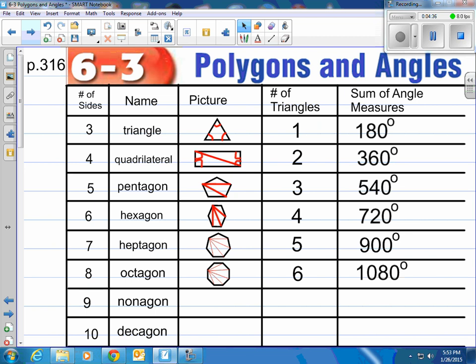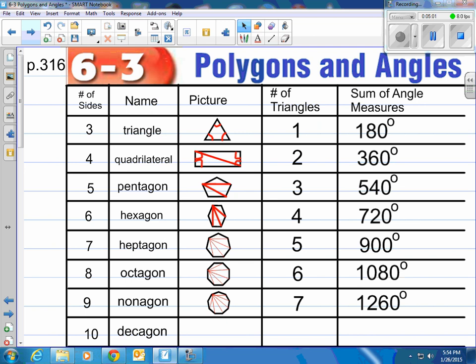A nonagon, yep, that's it, nonagon, a 9-sided figure. The computer drew it for me. I drew all the red lines. I see that there are 7 triangles inside there. Again, you're looking for the minimum number of triangles. I know some people will go, oh, I can draw a lot of triangles in there. No, you want the minimum number of triangles to make up that nonagon, and that's 7. 7 times 180 is 1,260 degrees.